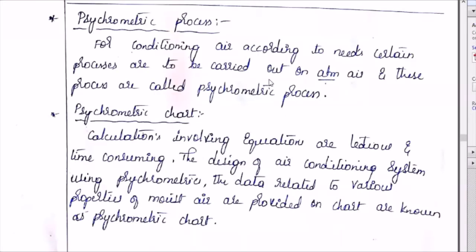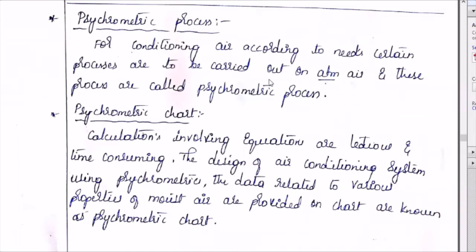What is the psychrometry process? Let us define it. As visible on the screen, it can be defined as the conditioning of air according to the needs. As I am telling, the human body feels comfortable when the air is at 27 degrees Celsius. The air needs to undergo some conditioning process.